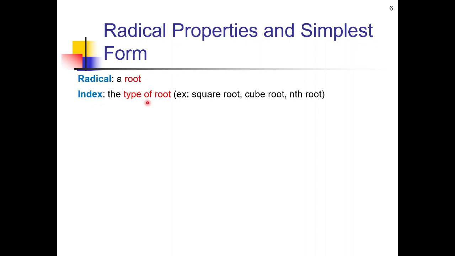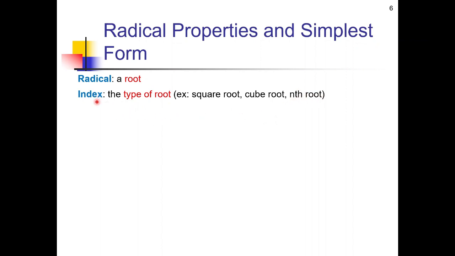Before we talk any more about simplifying radicals, let's talk about some definitions, so we're speaking the same language. A good one to start with is actually the word radical. What does that mean? That's basically just some kind of root. And these roots can have different indices. The index of a root just tells you the type of root it is. For example, a square root, cube root, fourth root, fifth root, kind of any sort of root you want.